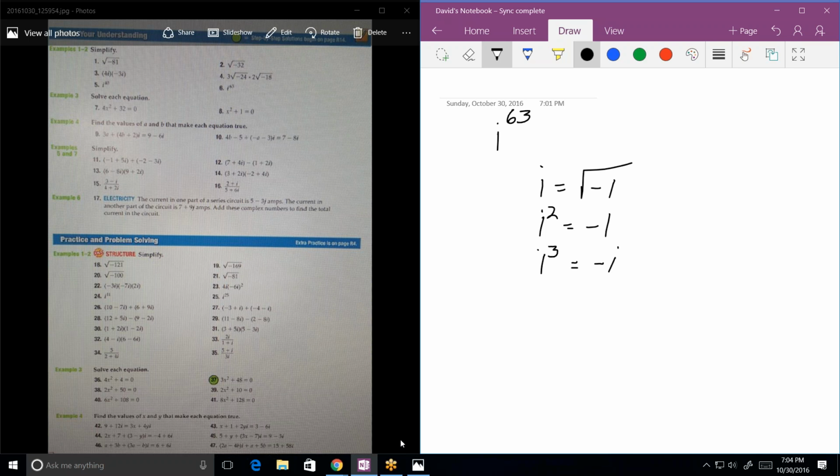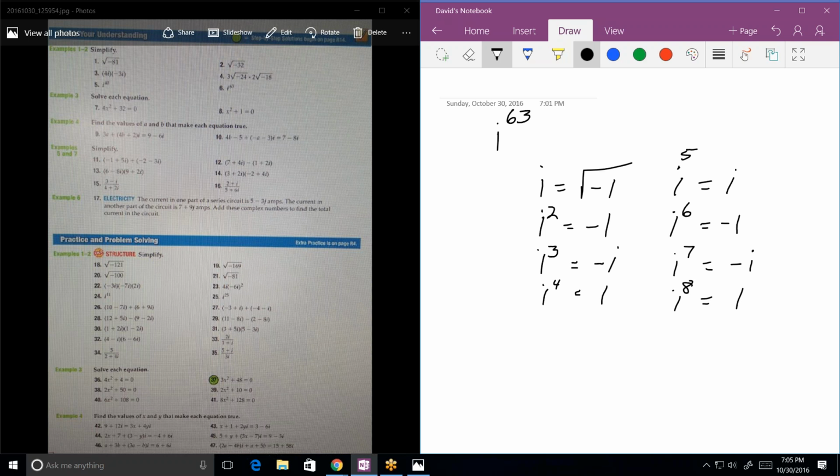i cubed is i times i squared, so that's minus i. You with me? Yep. i to the 4th is i squared times i squared. -1 times -1 is +1. Then it repeats after that. i to the 5th is the same as i, i to the 6th is the same as i squared, i to the 7th is the same as i to the 3rd, i to the 8th is the same as i to the 4th. So the pattern here is every 4 it repeats.